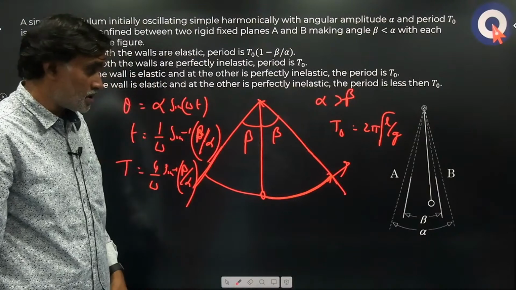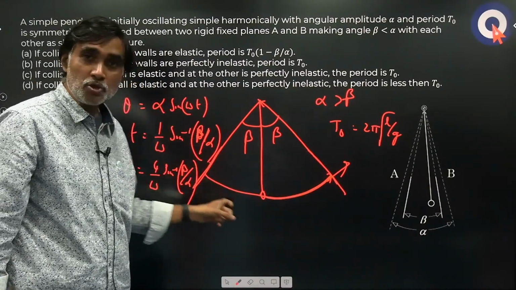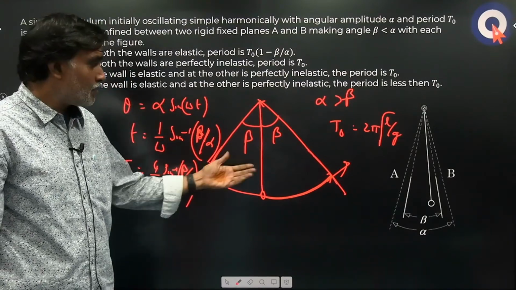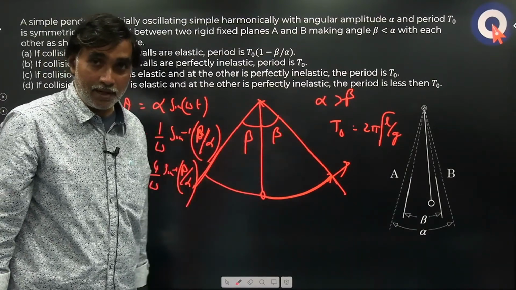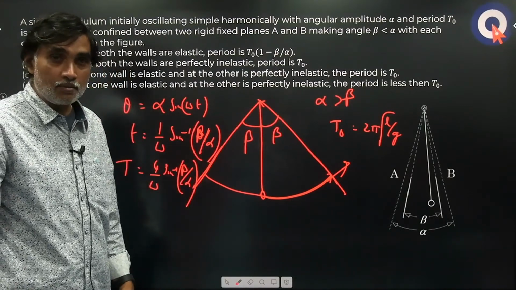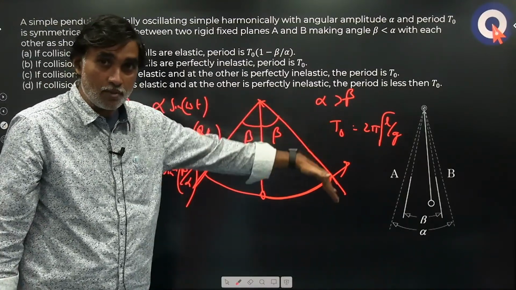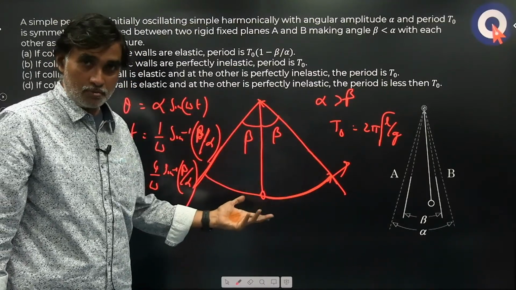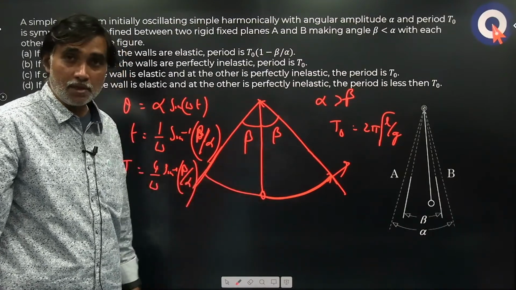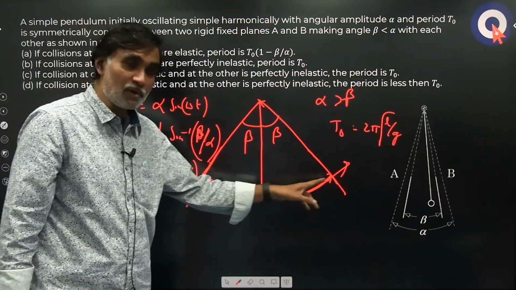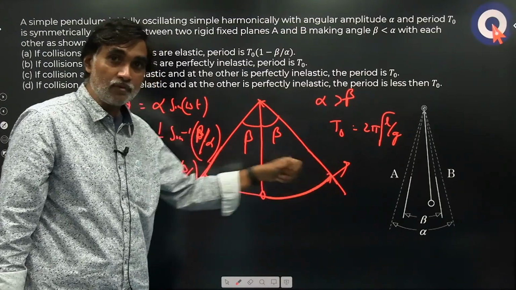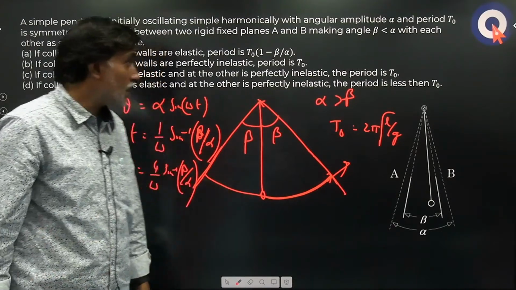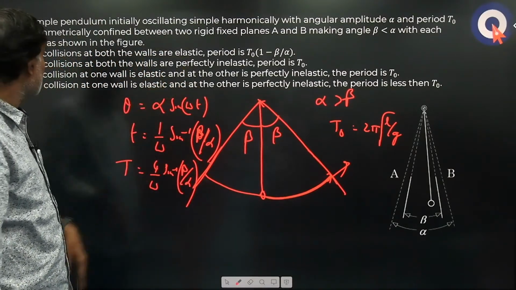So it is free oscillation, but with what amplitude now? Beta. The angular amplitude is beta, but it is decreased when compared to the earlier angular amplitude. But that particle has not gone there anyhow, these walls are preventing. But still, the time period does not depend on angular amplitude. It is 2 pi root L by g. So you will get the same time period. So if it is a perfectly inelastic collision with any one of the walls, the time period is T naught after that collision onwards. So that is correct.